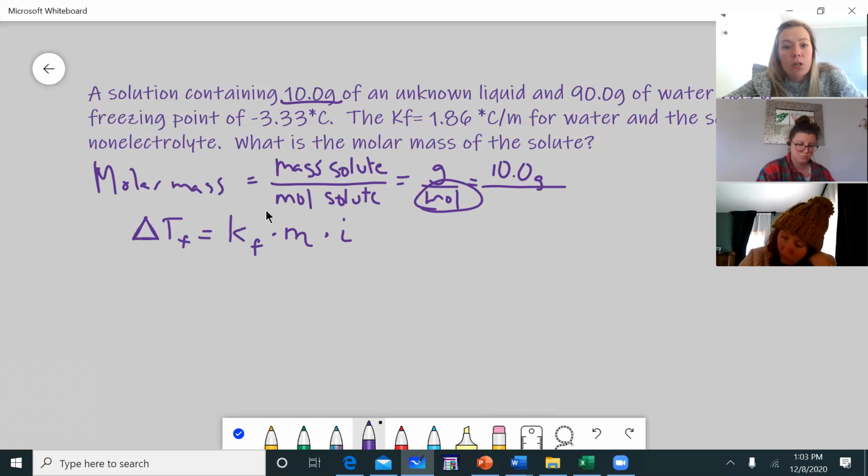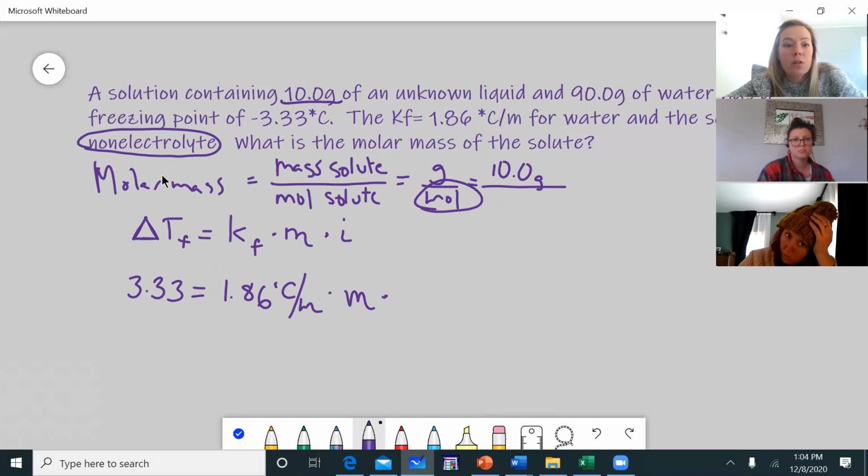My change in temperature is negative 3.33. We can ditch the negative here, just go with the absolute value. So 3.33 is going to be equal to this KF value, which is given to us right here, 1.86. The units on that are C over M if you're interested. Molarity or molality I'm trying to find. And then my I value, it says it's a non-electrolyte solution. So it should have an I value of 1. Again, with these problems, it's usually just going to be a value of 1 for that.